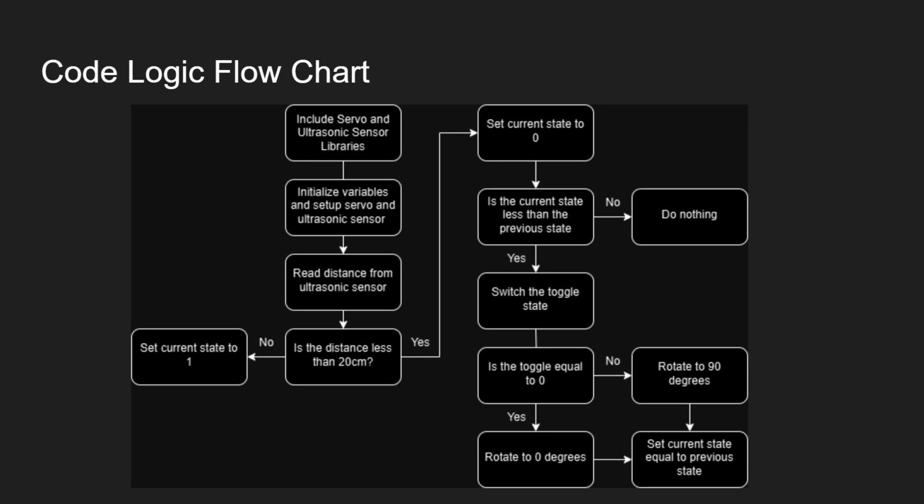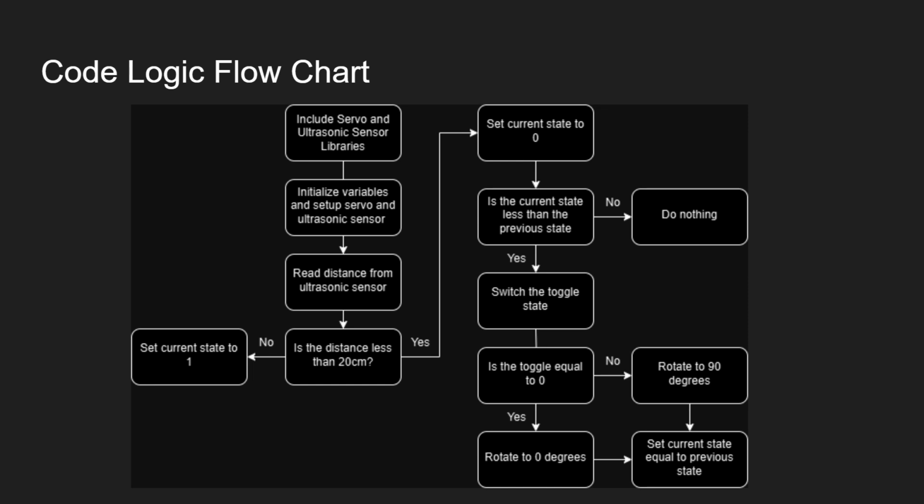If the current state is equal to 1, then it will do nothing, but if the current state is equal to 0, then it will check to see if the current state is less than the previous state. If it is less than the previous state, it will do nothing, and if it is greater than the previous state, it will switch the toggle state. This is an example of a true toggle, which will allow us to hold our hand in front of the ultrasonic sensor without it rotating multiple times, and will only rotate the one time.